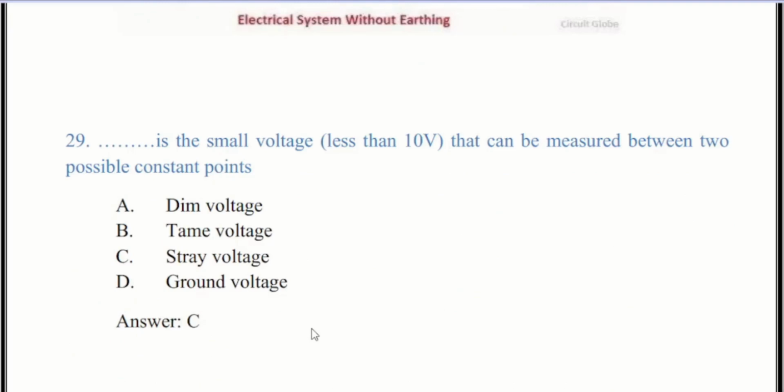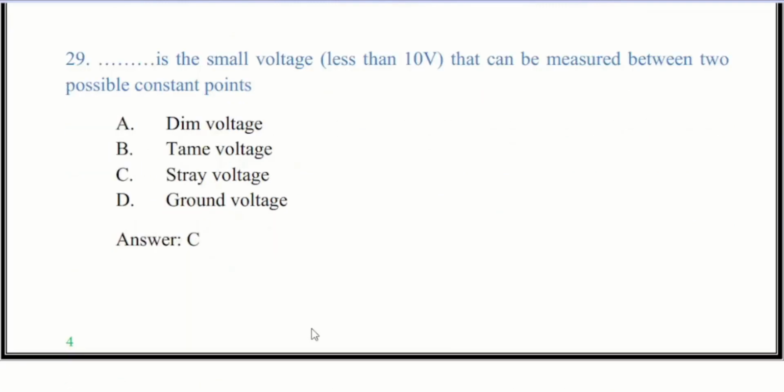Now we come to question number 29. Dash is the small voltage less than 10 volts that can be measured between two possible conductive points. There are four options. The correct answer is C, stray voltage.